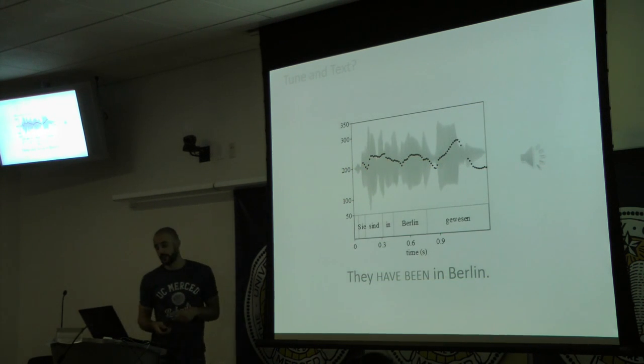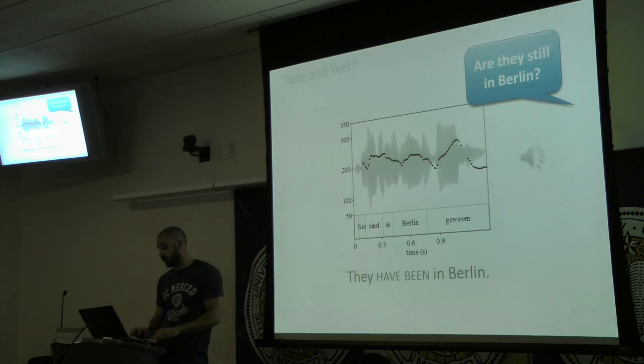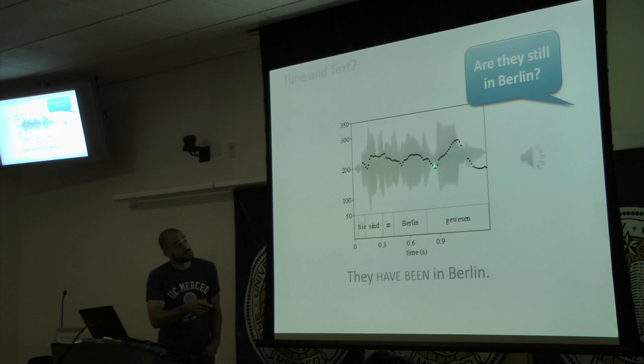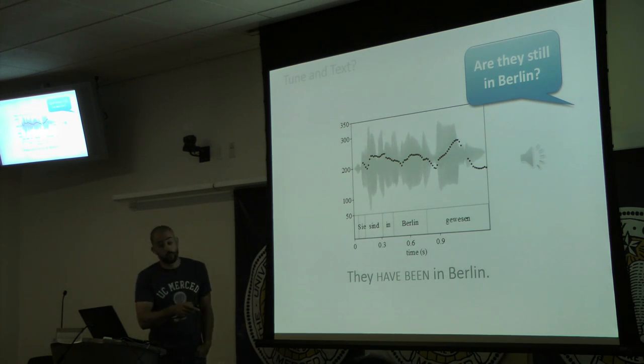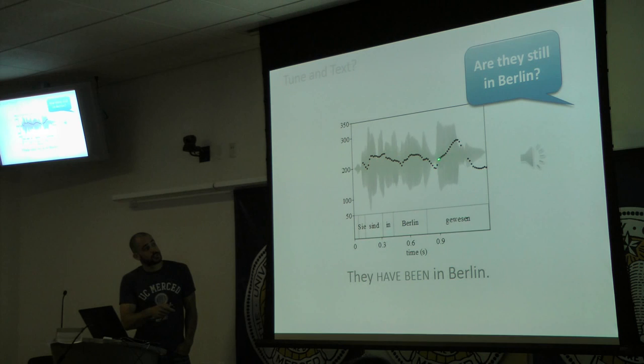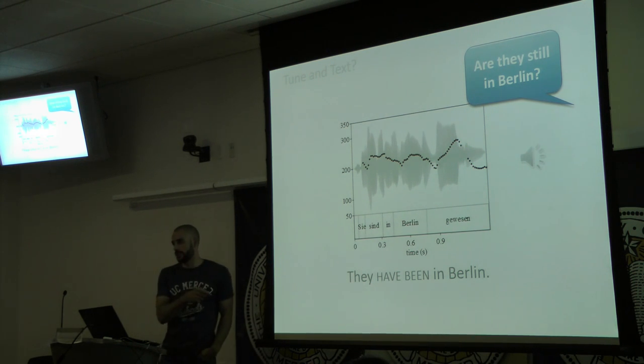Let's talk about the tune and text in general. Here is a German example, and it is a legitimate answer to the question, were they still in Berlin? Sie sind in Berlin gewesen. So what you see here, the black dots represent the fundamental frequency, what we perceive as pitch, and this is superimposed on a waveform in the background. What is remarkable here is that the speaker produces a tonal peak on the final word and a subsequent fall of fundamental frequency, which marks the declarative status of the sentence.